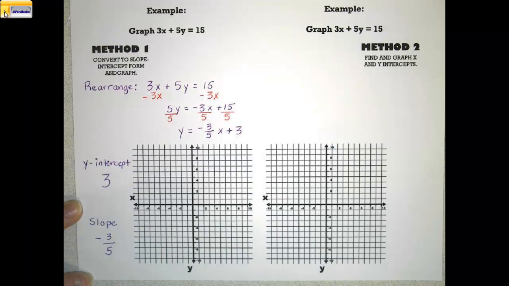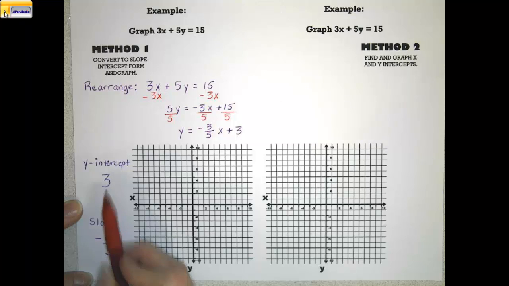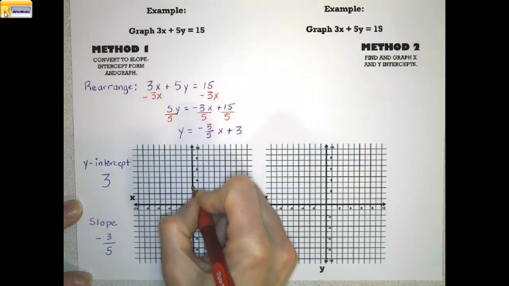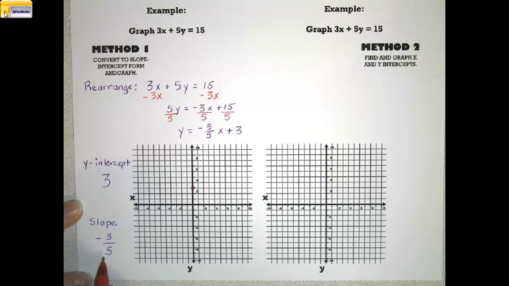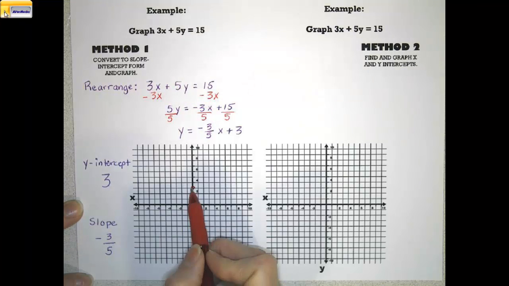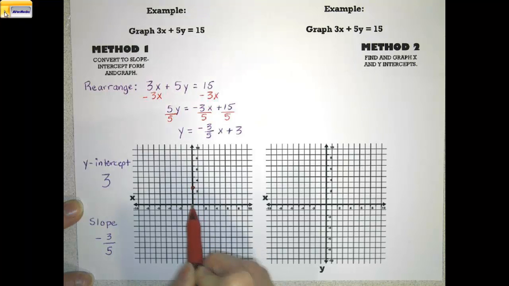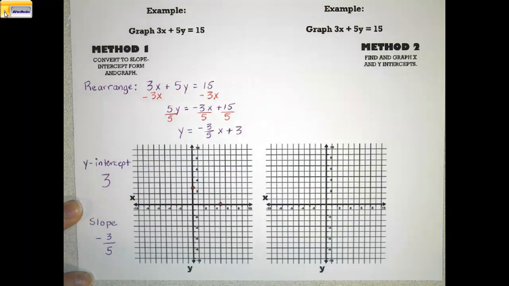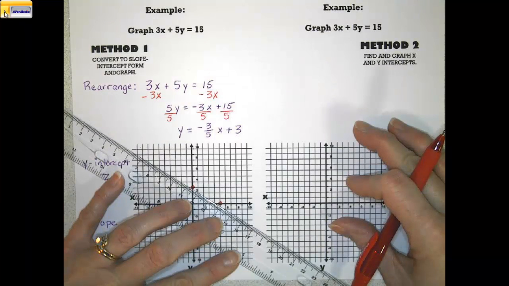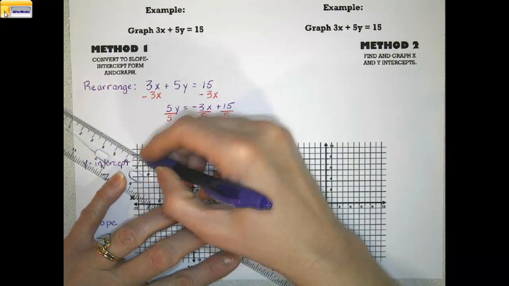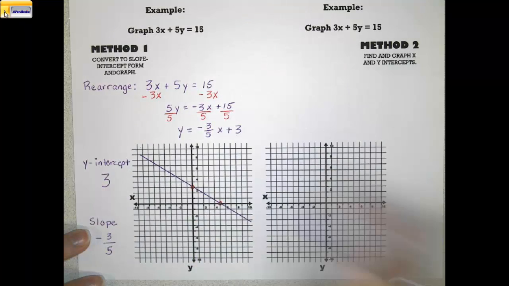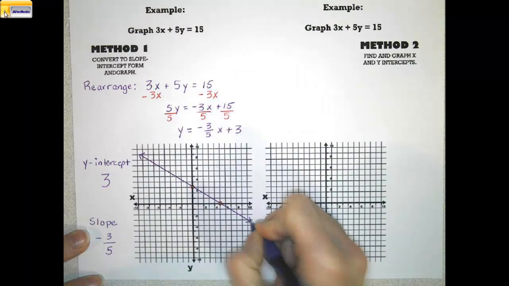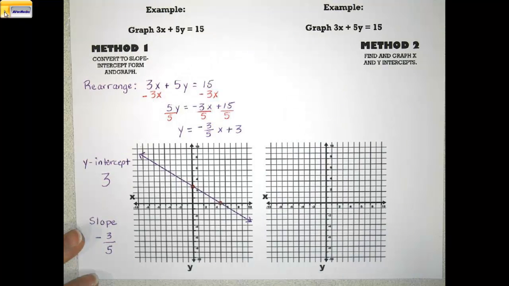So in order to graph this line, I'm going to start at y is 3, which is here. And then I'm going to use my slope of negative 3/5. That means I start at my y-intercept and I go down 1, 2, 3, and to the right 1, 2, 3, 4, 5. So I now have 2 points which I can connect in order to make a line. And this is the first method for graphing an equation presented in standard form.